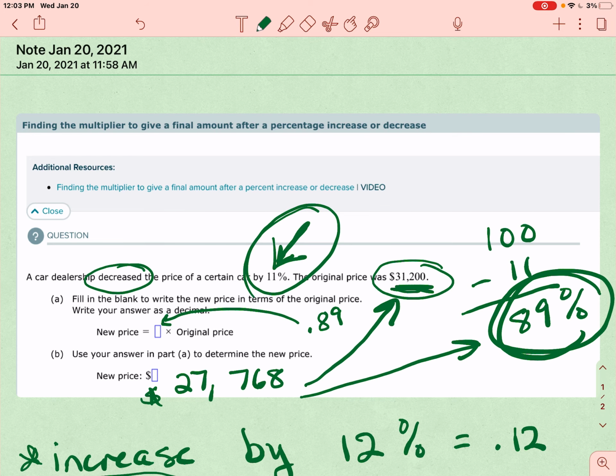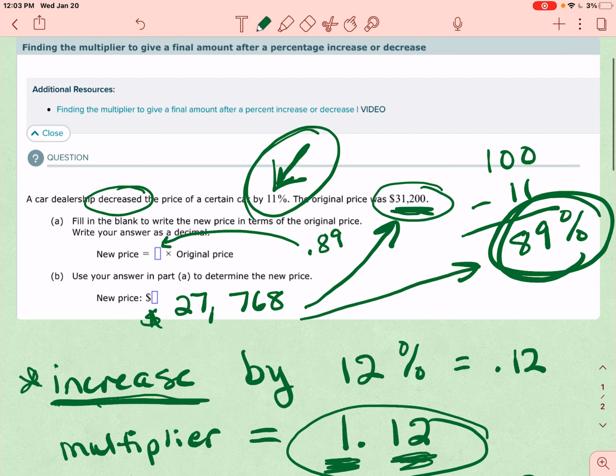If they had told me that the price increased by 11%, then I would multiply by 1.11, and then the number would be bigger than 31,000. But in this case, that was not the story. It was actually a decrease. Hope that helped.